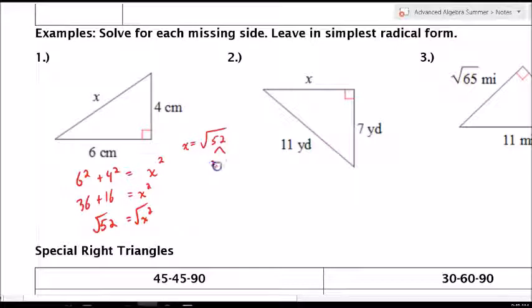52, well, that would be 2 and 26. 2 and 13, so for our simplified version here, I'm going to pair 2s, do 2, and I'm left with 13 on the inside.